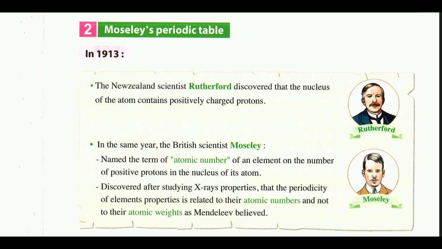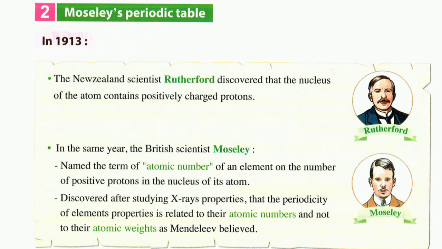Moseley's periodic table. In 1913, the New Zealand scientist Rutherford discovered that the nucleus of the atom contains positively charged protons. In the same year, the British scientist Moseley named the term atomic number of an element, based on the number of positive protons in the nucleus of its atom. He discovered, after studying X-ray properties, that the periodicity of an element's properties is related to their atomic number and not their atomic weight, as Mendeleev believed.